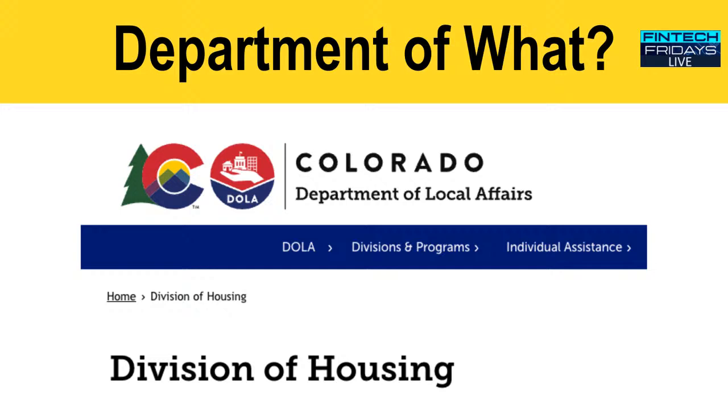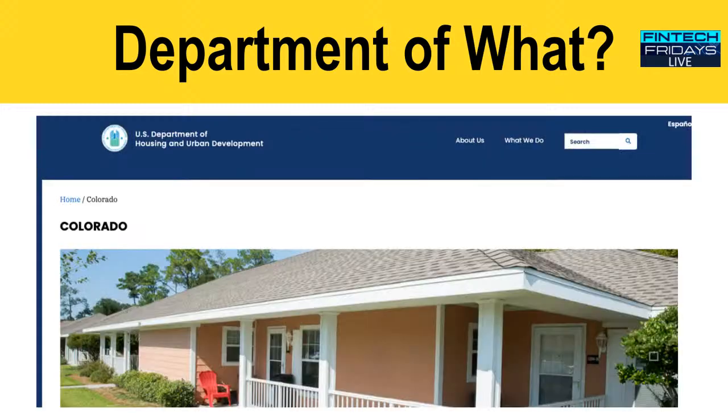I did a little bit of research. There is a Colorado Department of Local Affairs and Division of Housing, and there is also a page for Colorado on the U.S. Department of Housing and Urban Development, but there is no such thing as a Colorado Department of Housing and Urban Development. So that was a hallucination that it did.